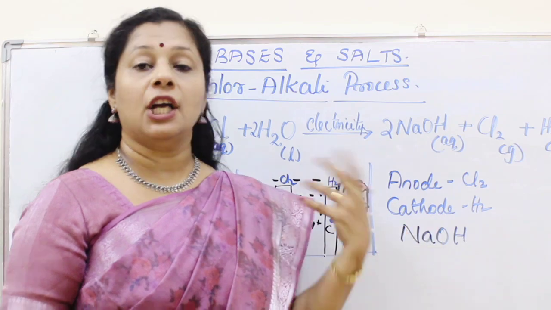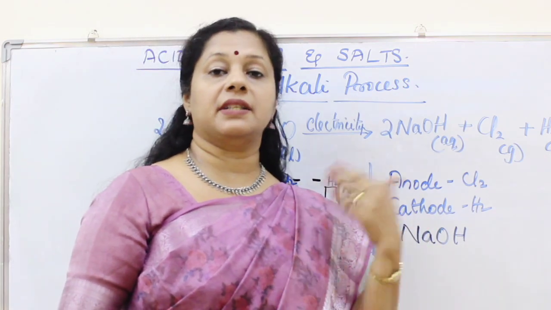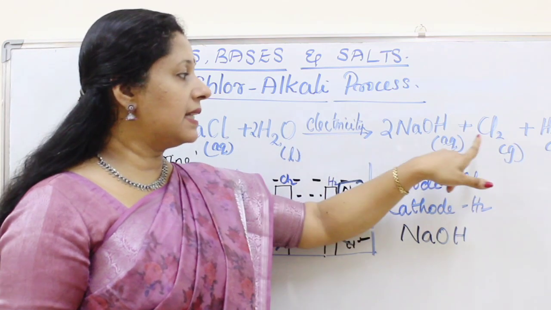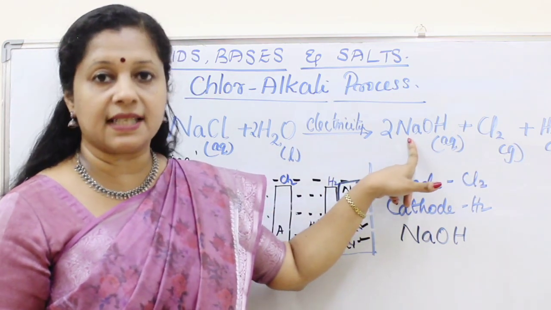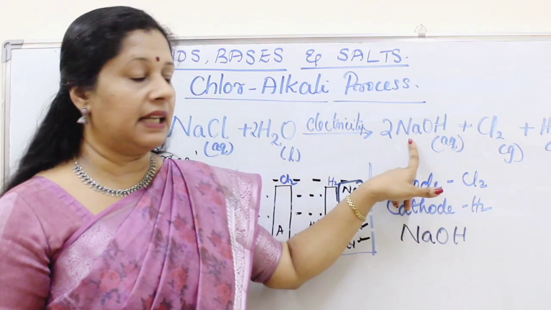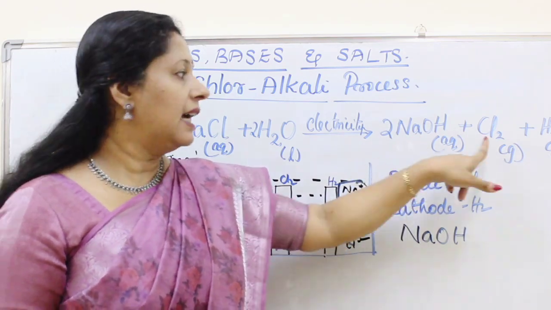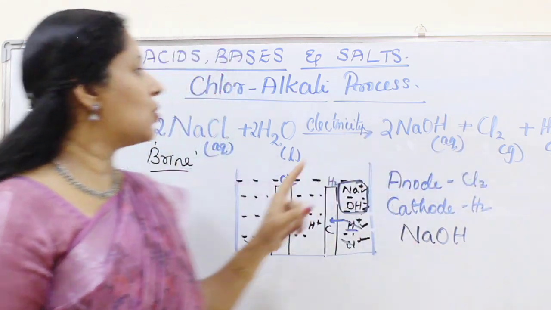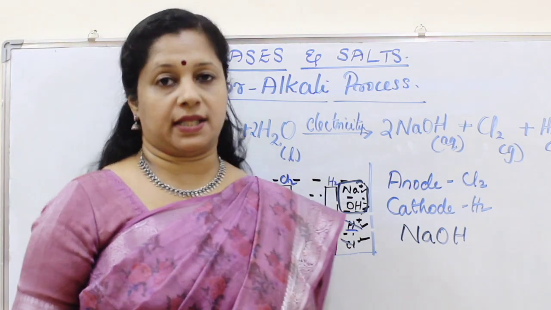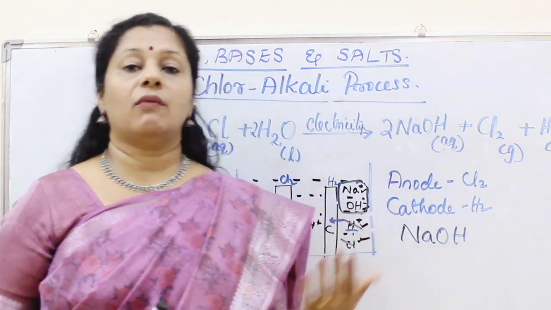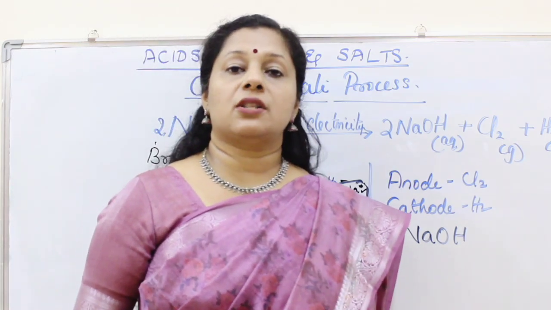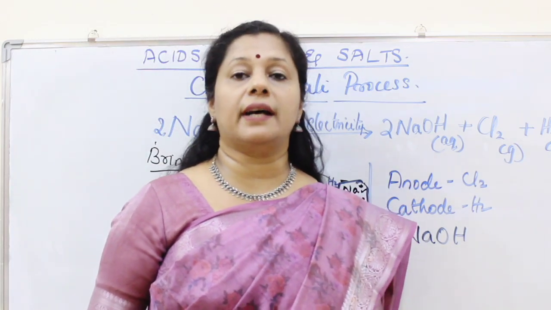This is very important. You may get a question, where do you get hydrogen, where do you get chlorine. In this case, since we are getting alkali, sodium hydroxide is an alkali. You know what is alkali? Water soluble bases are called alkali. So here we are getting alkali along with the chlorine, so this process is called the chlor-alkali process. You may get a question about what is the chlor-alkali process. It is nothing but electrolysis of salt solution, which is called brine.